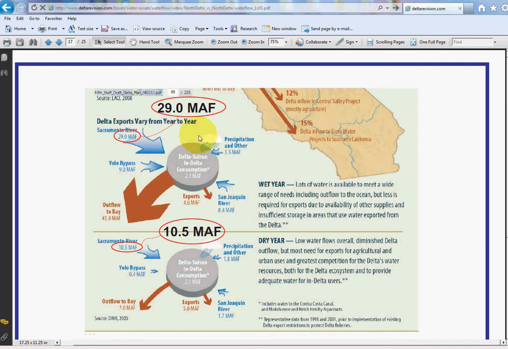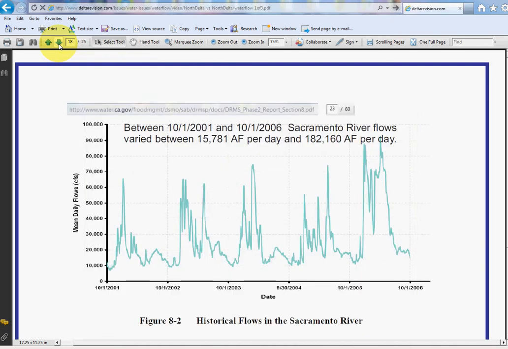So they go from a wet year to a dry year, and actually past records show that a dry year could be as low as 6 million acre feet. We'll look at that again. So all of this is to say we're still trying to look at how much water flows on average on the Sacramento River through the Delta.